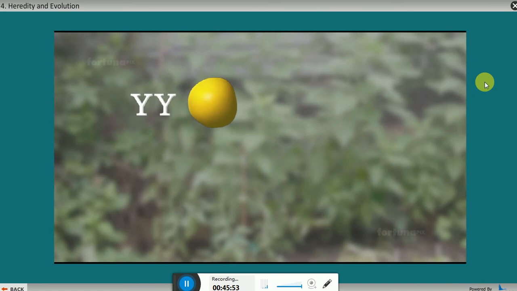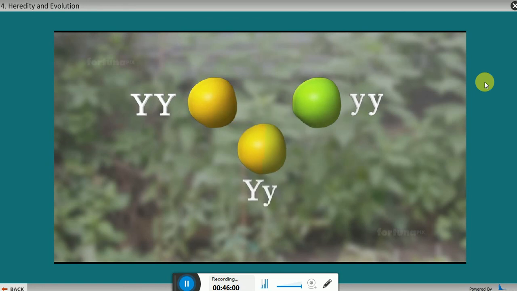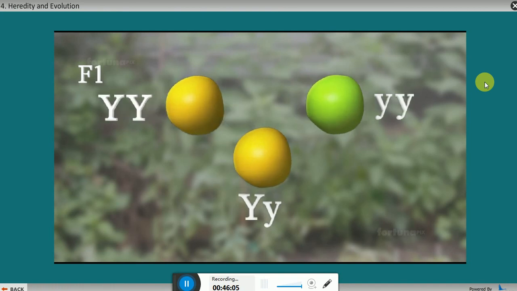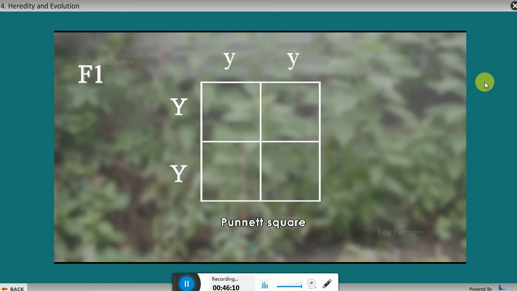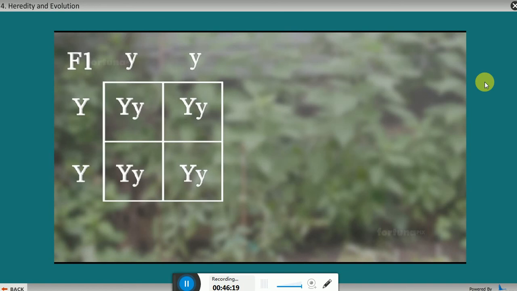Crossbreeding YY with yy plants produces Yy plants in the F1 generation. This can be illustrated through the use of the Punnett square, a diagram which is used to predict all gene combinations in a cross between two parents. The F1 plants receive a Y allele from the yellow seed parent and a y allele from the green seed parent.